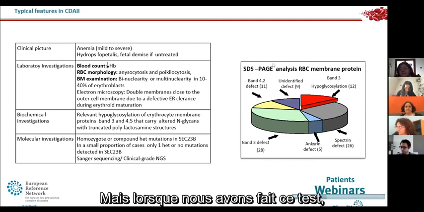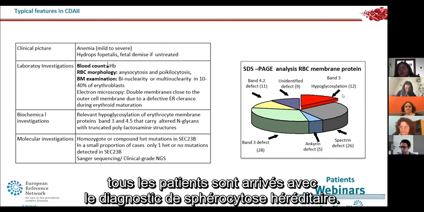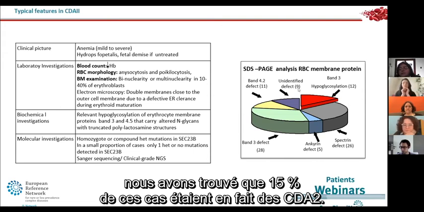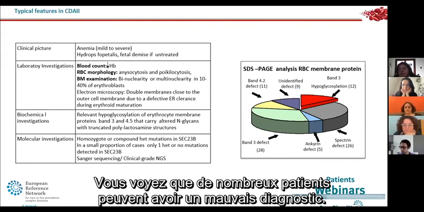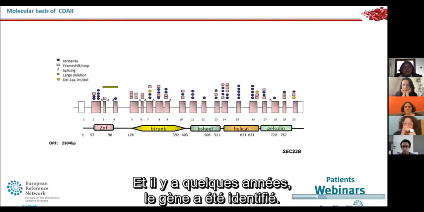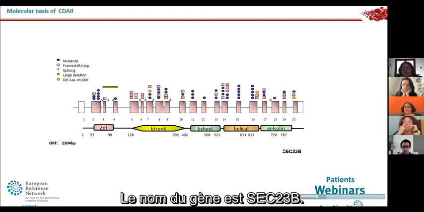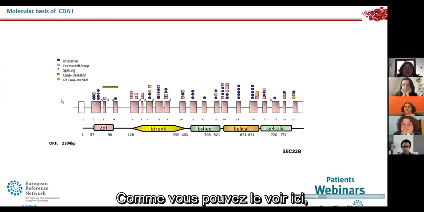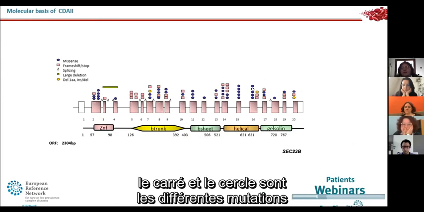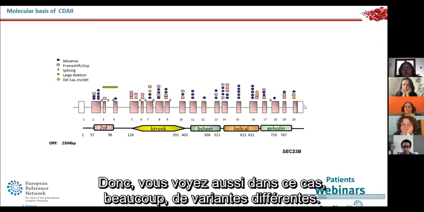But when we tested with this test all the patients who arrived with the diagnosis of hereditary spherocytosis, we found indeed that 15% of these cases were indeed CDA II. So you see that many patients may have a misdiagnosis. And some years ago, the gene was identified. The name of the gene is SEC23B. As you can see here, the squares and the circles are the different mutations found in the gene. So also in this case, many different variants.